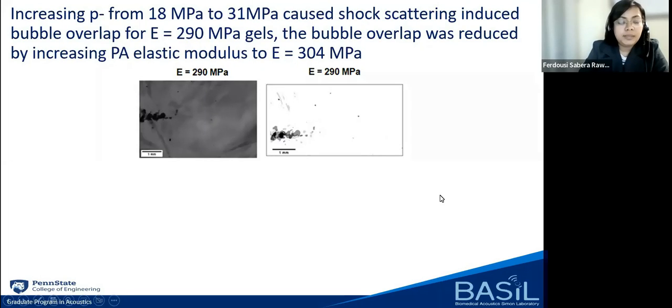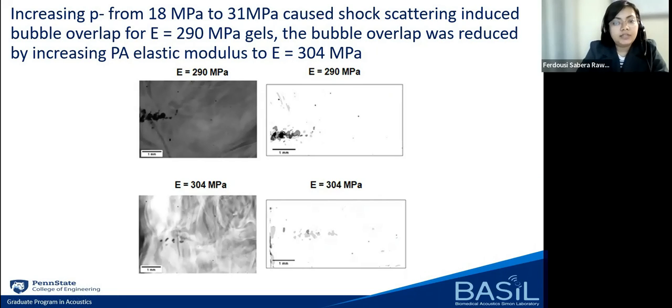However, increasing the peak negative pressure from 18 to 31 megapascals for the same elastic modulus gels, we see that shock scattering is already happening at our targeted frame. Overlaying these three representative images on top of one another, showing at the right corner, we see shock scattering induced bubble overlap area by the darker shades of black, which means bubble formation area has become consistent at that location.